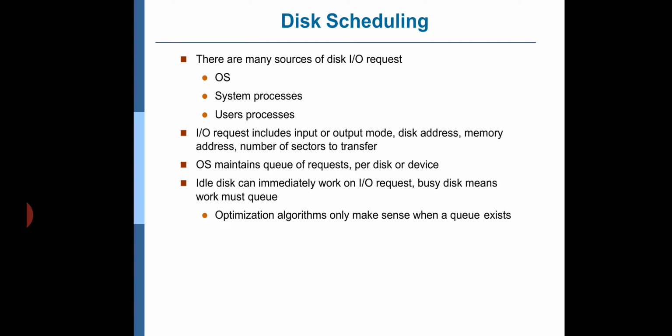The OS maintains a queue of requests for the disk or device. An idle disk can immediately work on an input output request. A busy disk means the work must be queued. Optimization algorithms make sense when a queue exists. For example, the scheduling algorithms are first come first serve, shortest seek time first, SCAN, and circular SCAN, C-SCAN. We are using those.